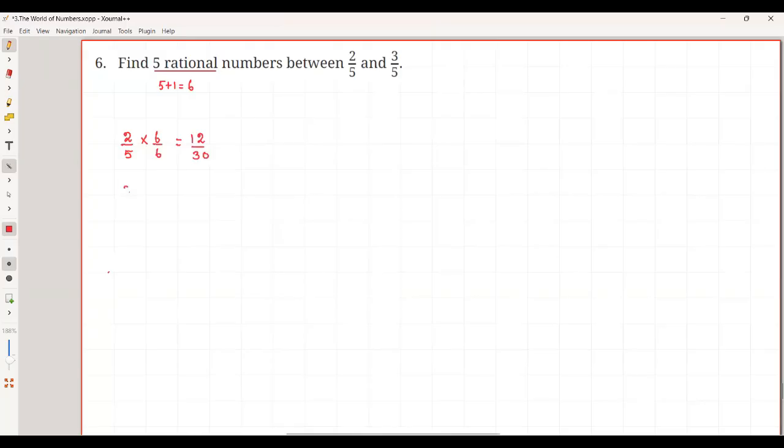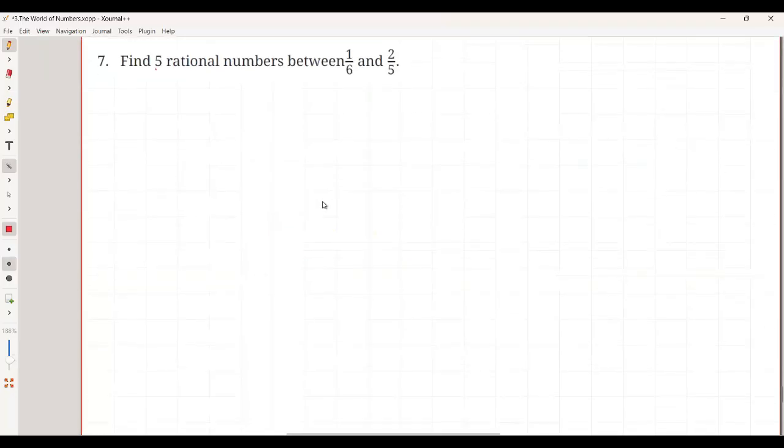Next one is 3 by 5. I have to multiply and divide with 6 by 6. 3 6s are 18 by 5 6s are 30. Now I can just find out 5 rational numbers. So 5 rational numbers are 13 by 30, next one is 14 by 30, next 15 by 30, 16 by 30, 17 by 30.